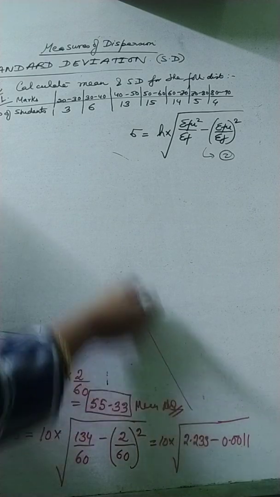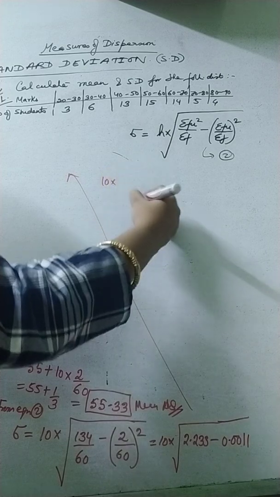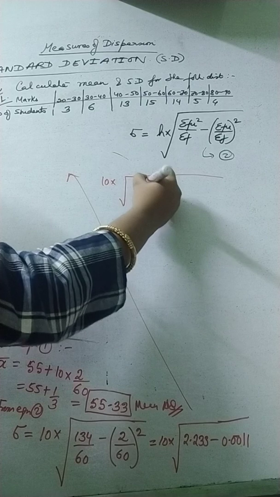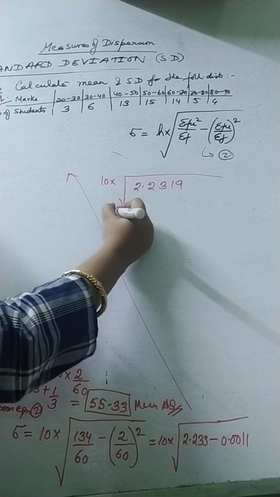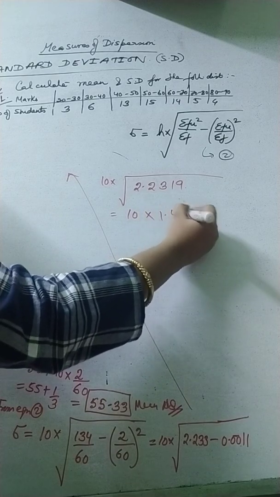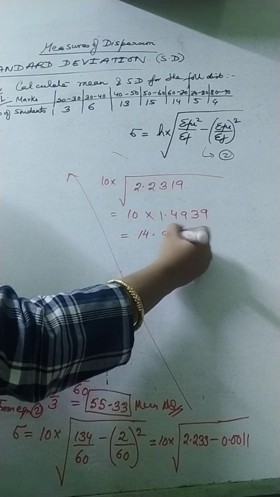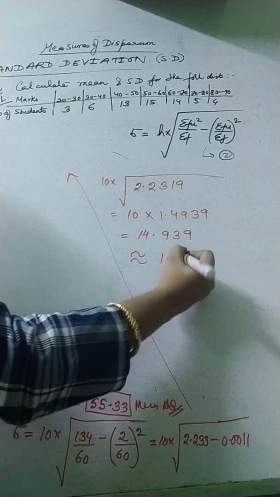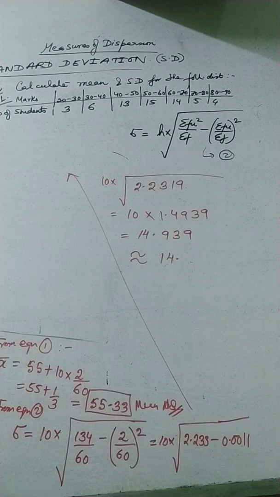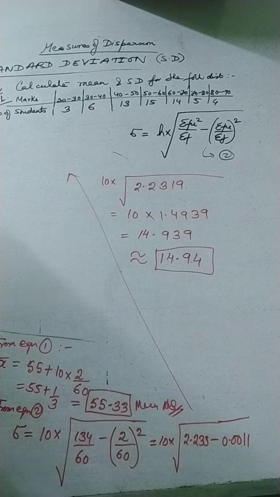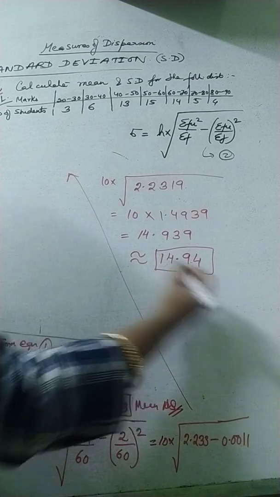So continuing over here, that gives you 10 into root over of 2.233 minus 0.0011, which gives you 2.2319. So this is 10 into 1.4939, and so it is 14.939, which is approximately 14.94. We will write to 2 places of decimal, or approximately 15. You can round it up. It's marks after all, standard deviation of the marks. So this is your answer for the standard deviation.